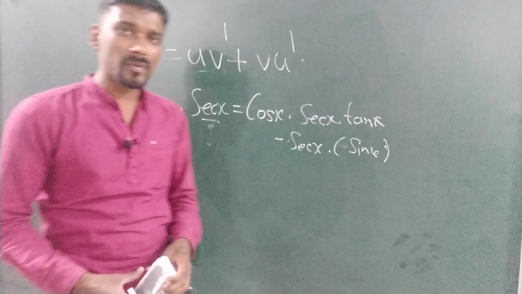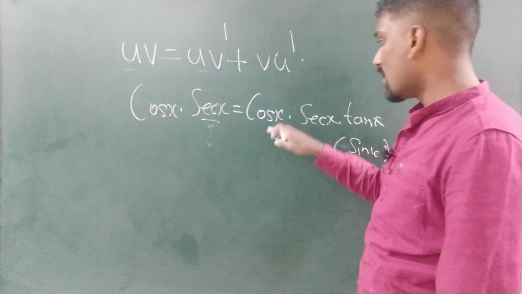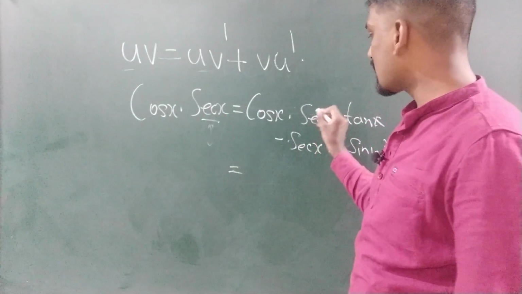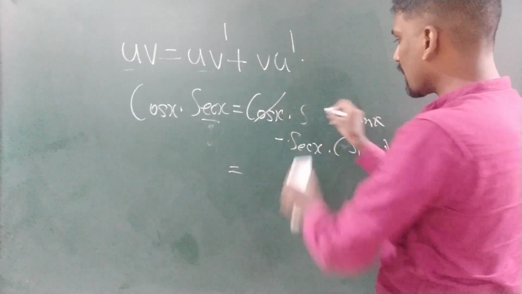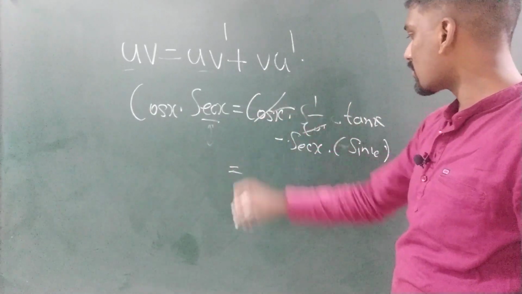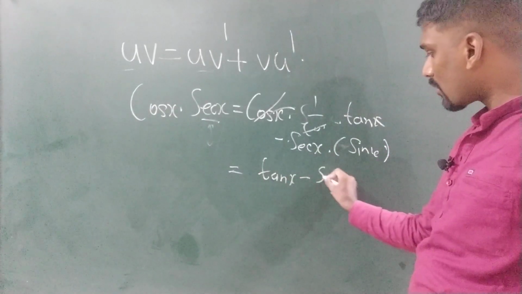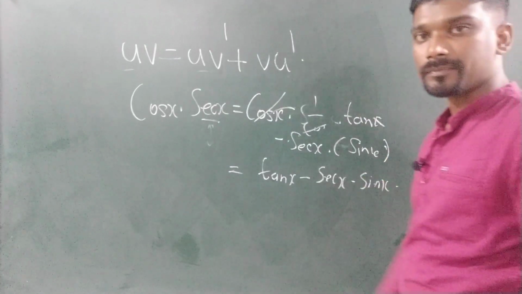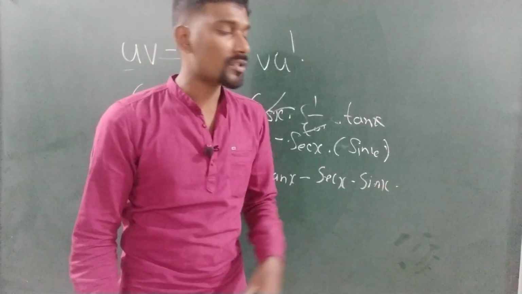Now further you have to be very careful with the options. Suppose the options are mentioning cos x; this secant x can be written as 1 by cos x. So this cos x and this 1 by cos x can be cancelled. So what is the final answer? The final answer will be tan x minus secant x into sin x. This is the answer. It depends on each and every option, A, B, C, D.